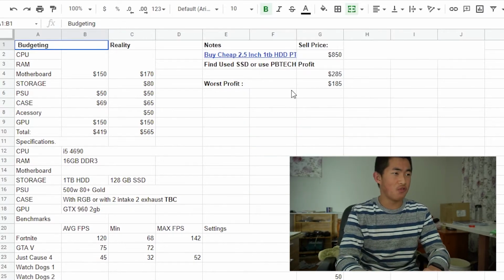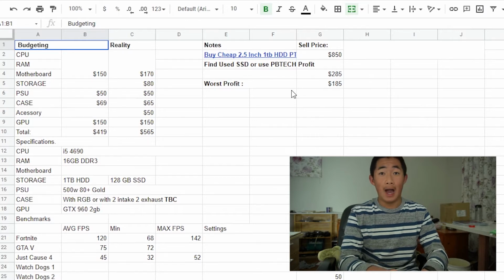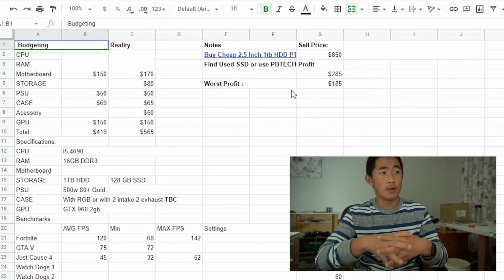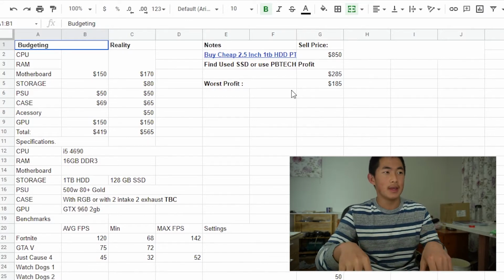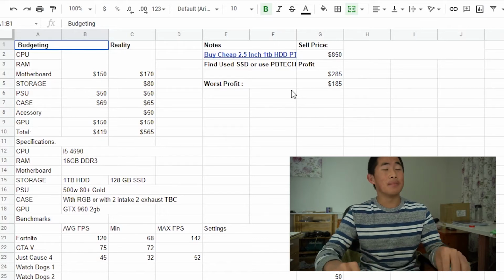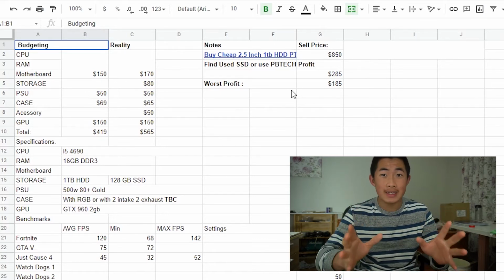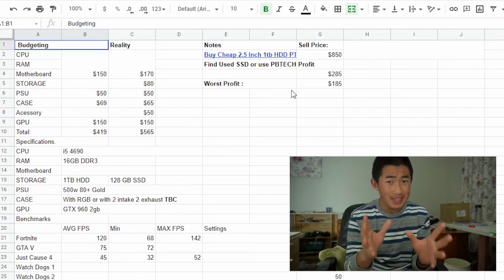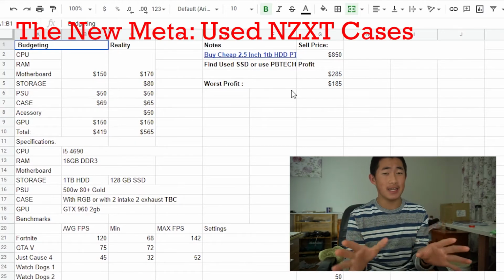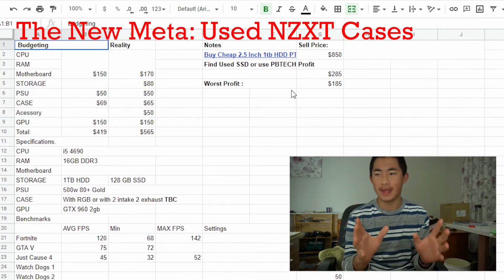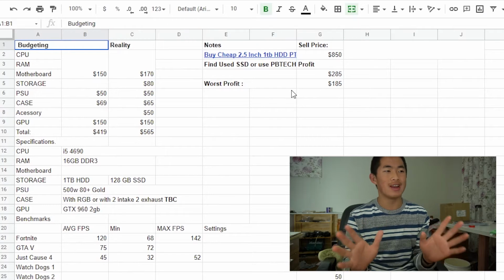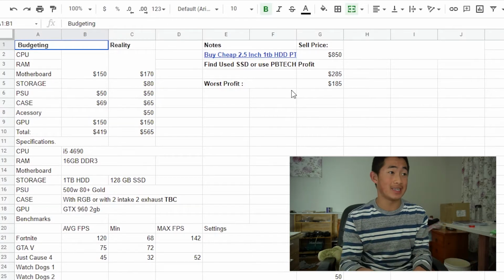It has an H440 case. This was the first time I built into an NZXT case, and I appreciate the quality and the time and the materials put into these cases. NZXT has done a really good job on their cases, which I'm really happy about. And personally, I would buy NZXT cases.